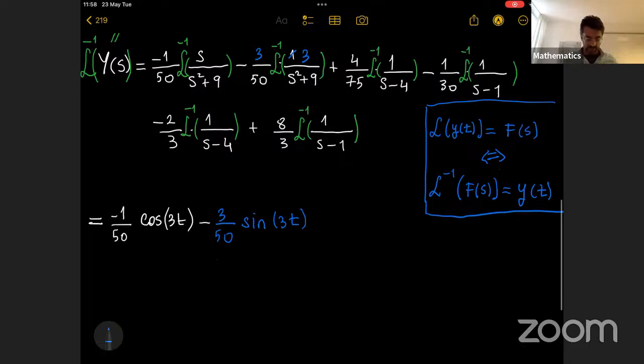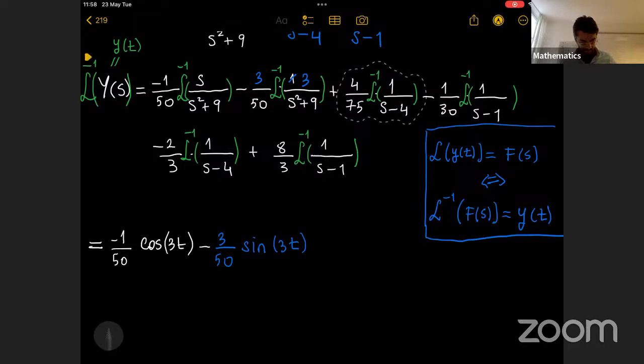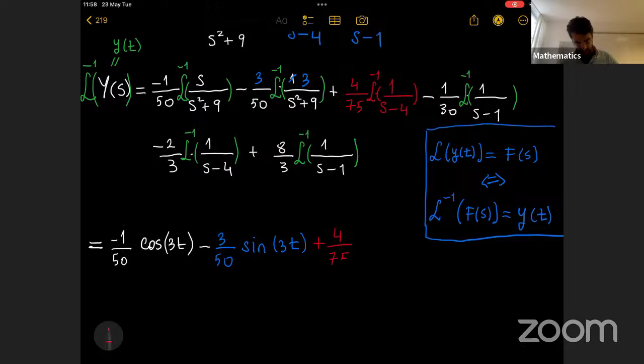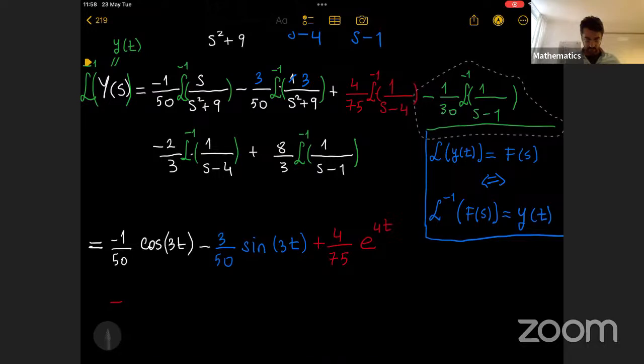The next one here is 4 over 75, here we are at this point, okay? This one. How do you obtain 1 over s minus 4? Any guess? E to the 4t. Right, e to the 4t, good. E to the 4t, okay? Next one, minus, here we're at this point. One over 30 e to the t now, okay? Next one, this.